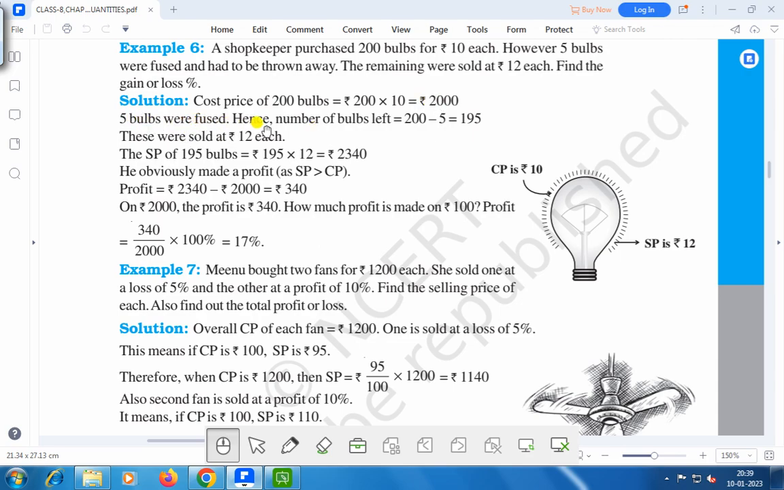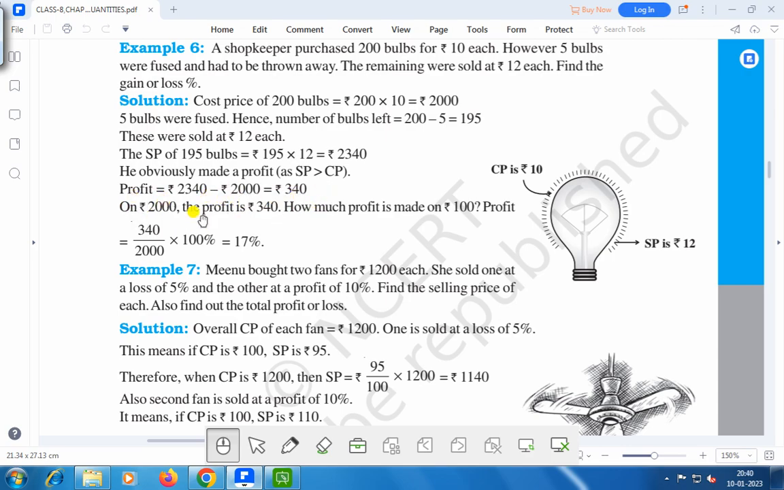5 bulbs were fused, hence the number of bulbs left is 200 minus 5, is 195. These are sold at rupees 12 each. This is selling price of 195 bulbs. So 195 into 12, that is 2340. He obviously made a profit as selling price is greater than cost price. Profit equal to 2340 minus 2000, that is 340.